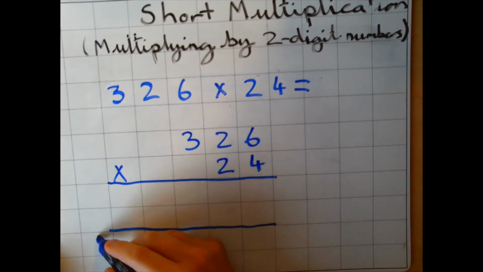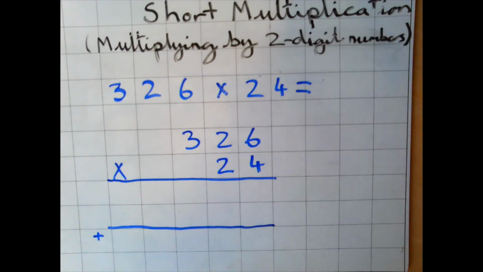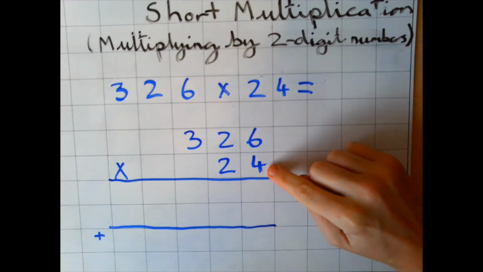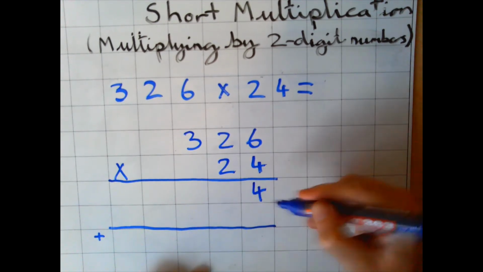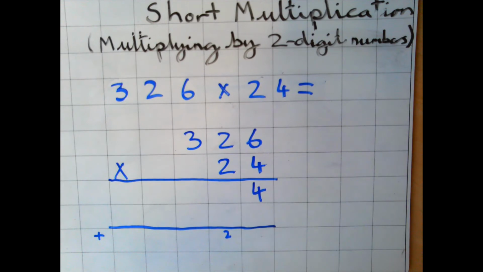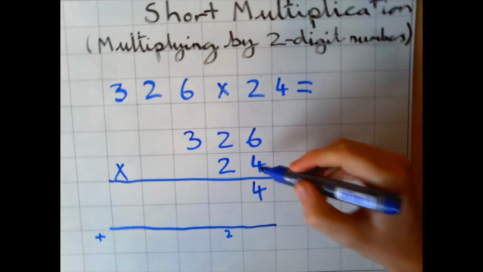4 times 6, that's 24. 4 here, little 2 there to add on as we go. 4 times 2 is 8, plus the 2 makes 10, so 0 in here, little 1 as an add-on. 4 times 3, that's 12, plus that 1, 13.